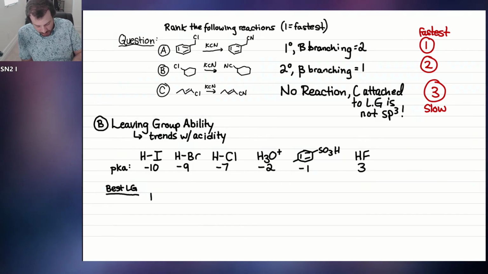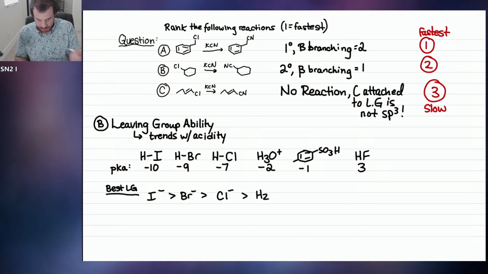So the best leaving group is I-. That's the best one in this class. It's an amazing leaving group. Followed by Br-. Still great, but not as good as I-. What do you think's next? Cl-. Followed by, what's the conjugate base of H3O plus? Lose 1 proton, you just become H2O. H2O, water, is a phenomenal leaving group. Still not as good as the previous 3.